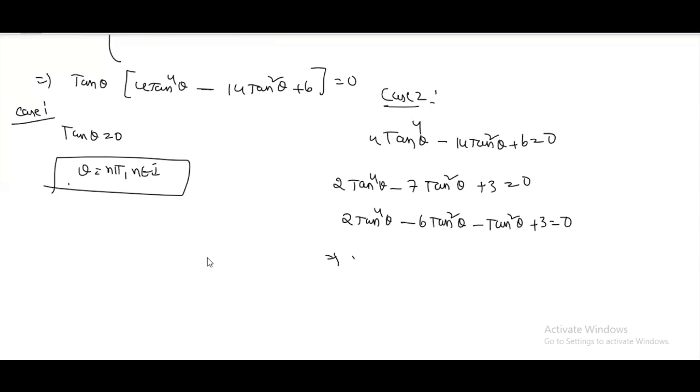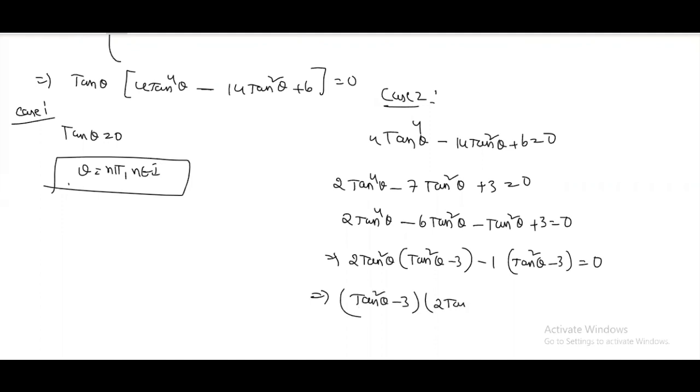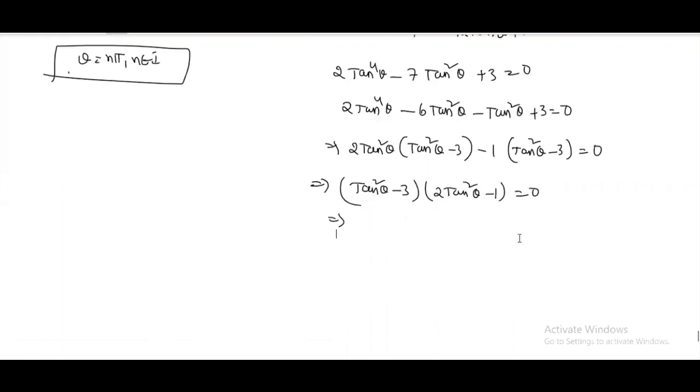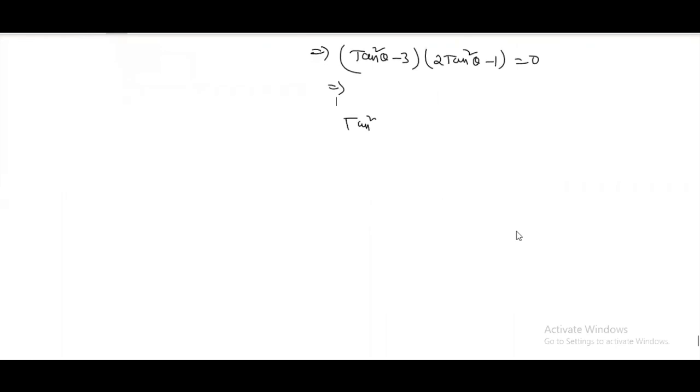So from here, if I take 2 tan square theta common, I'll get tan square theta minus 3, minus 1 into, so if I take minus common, it will become tan square theta minus 3 is equal to 0. So from here, tan square theta minus 3 into 2 tan square theta minus 1 is equal to 0. So one condition is tan square theta minus 3 is equal to 0, or 2 tan square theta minus 1 is equal to 0.